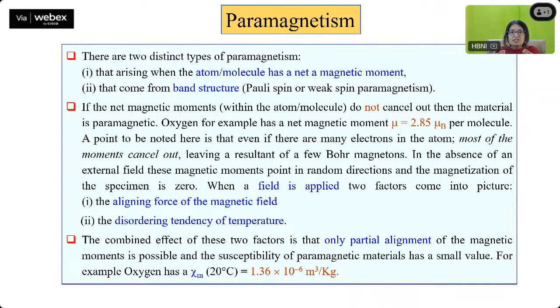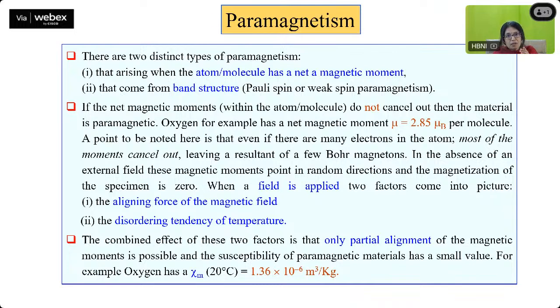In the absence of an external field, these magnetic moments point in random directions, and the magnetization of the entire specimen is zero. But when a magnetic field is applied, two factors come into the picture: the aligning force of the magnetic field and the disordering tendency of temperature. These two different things occur at once.